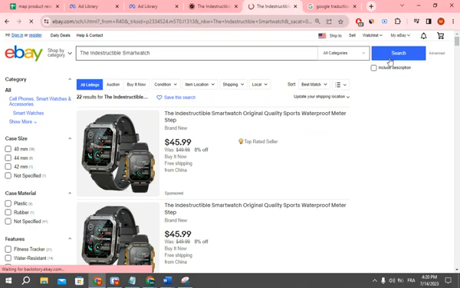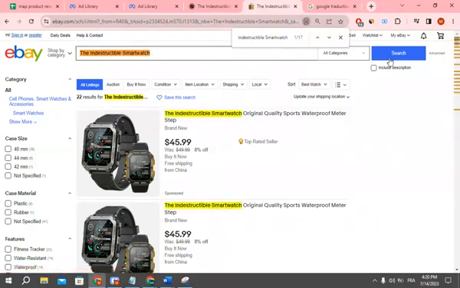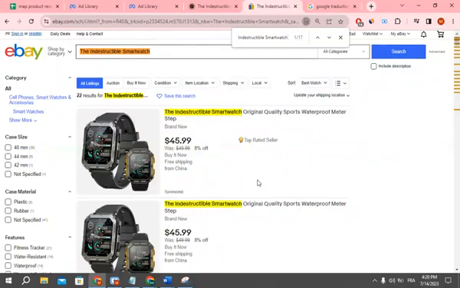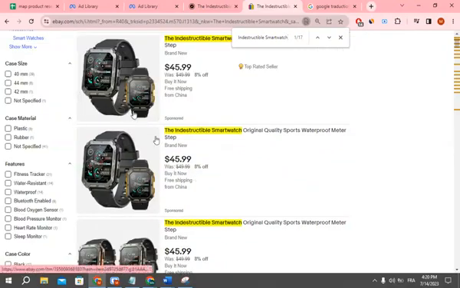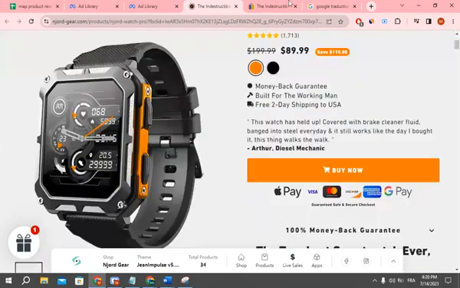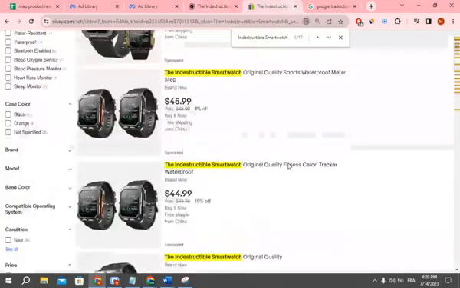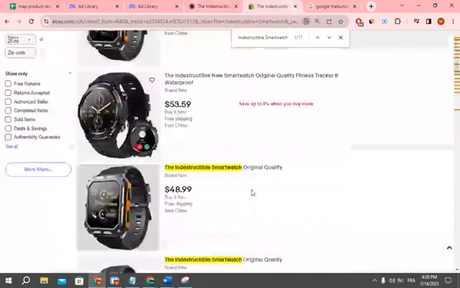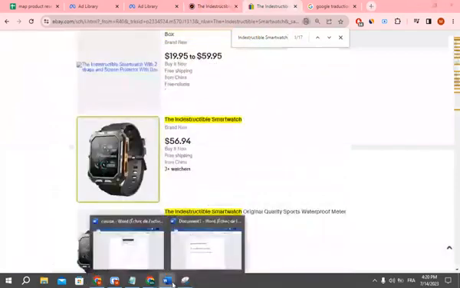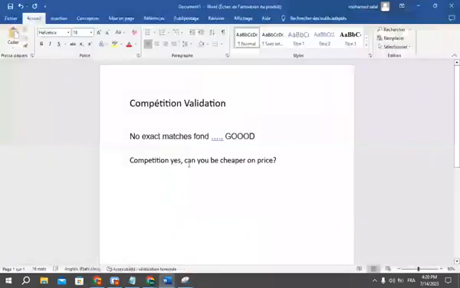Okay, we found someone here using the same title. Control F, Control V. We have some guys here using the same title, and they are selling the same product. Here we have competition. What you will ask yourself? Competition, yes. Can you be cheaper on price? At least $1. If yes, good. If not, just move on to another product.